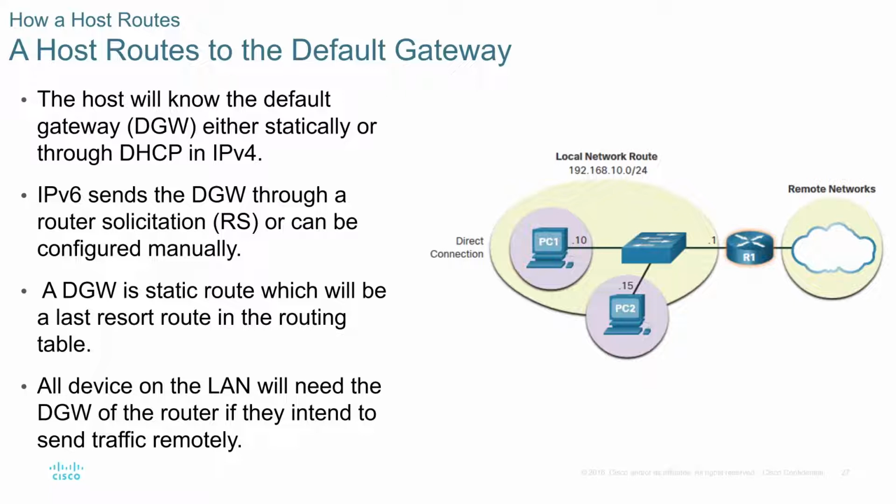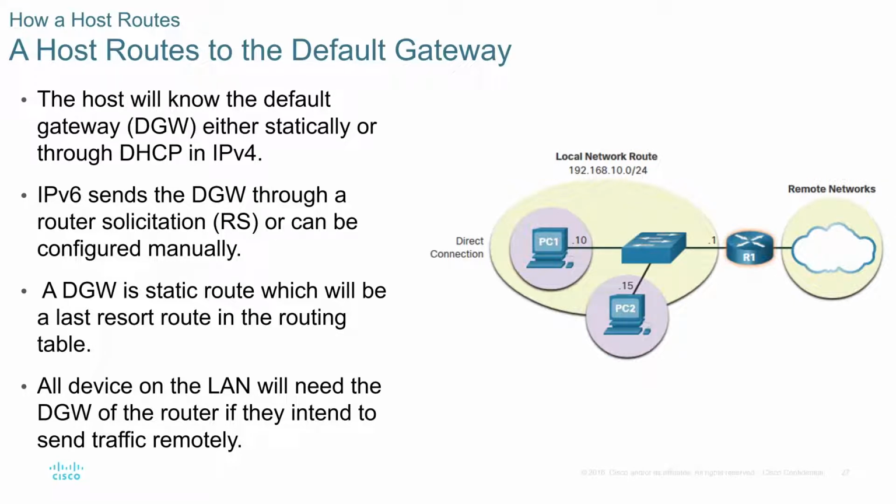The host will know the default gateway either statically or through an address that it has received via DHCP, Dynamic Host Configuration Protocol. IPv6 sends the default gateway through a router solicitation or RS message, or can be configured manually. Many times when configuring either IPv4 or IPv6 manually, the default gateway could be configured incorrectly.